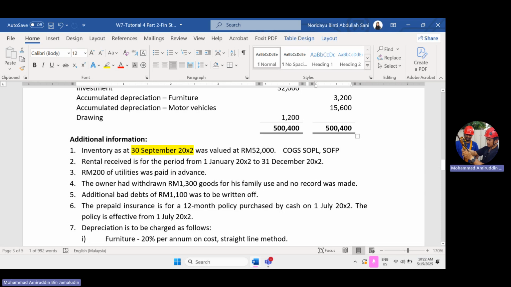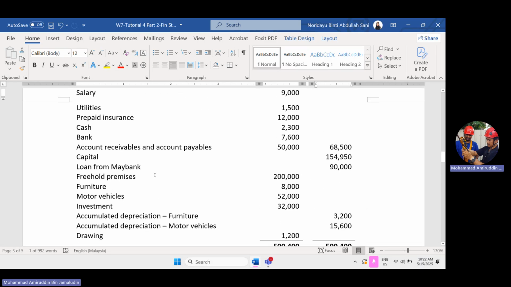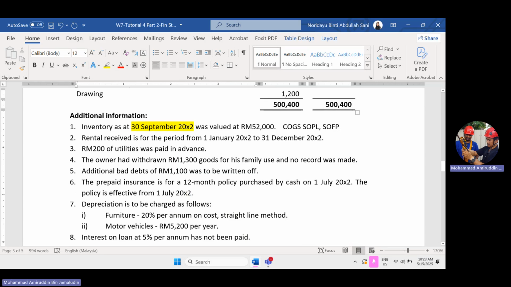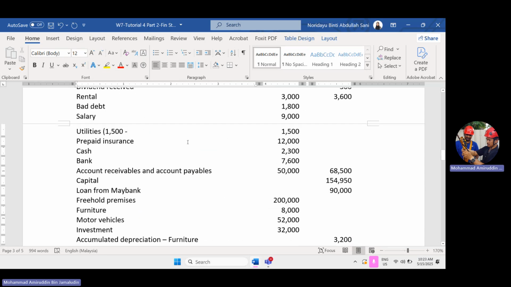200 of utilities was paid in advance. This one is very simple, right? Utilities in advance, meaning we are not supposed to pay, right? So we need to minus the utilities paid in advance. So how much goes to SOPL? 1,300, not 1,500.